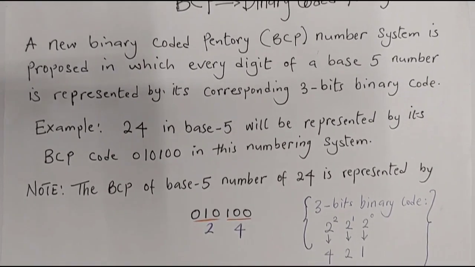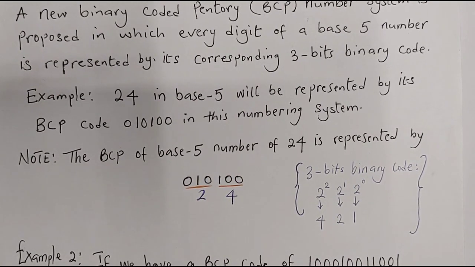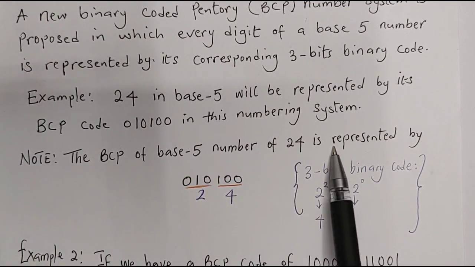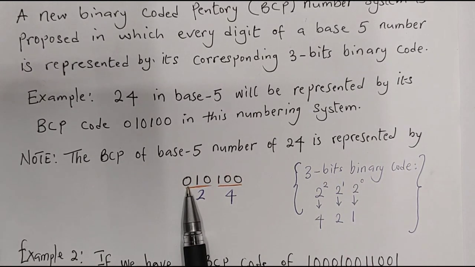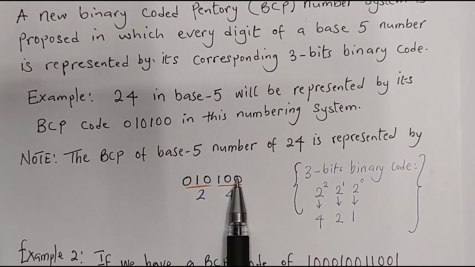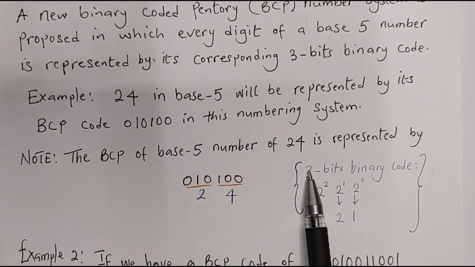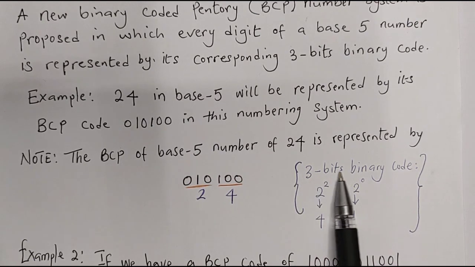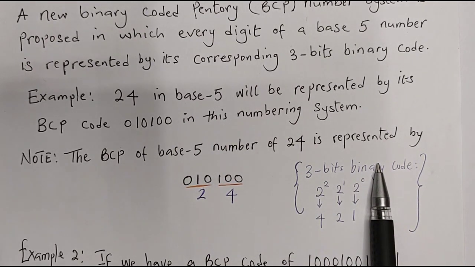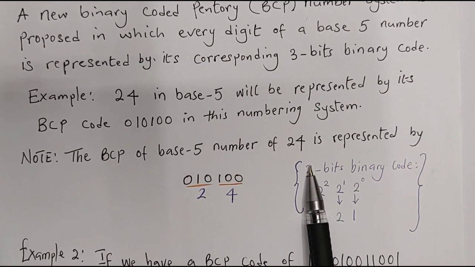Alright, so let me take a step further to explain something. Now the BCP of base 5 number 24 is represented by the BCP code, which is 010100. For you to understand this better, you need to understand that each digit of the base 5 number system is represented by its corresponding 3-bit binary code. Since we're going to be using 3 bits, it means this is the maximum number of bits that can represent a digit in base 5.